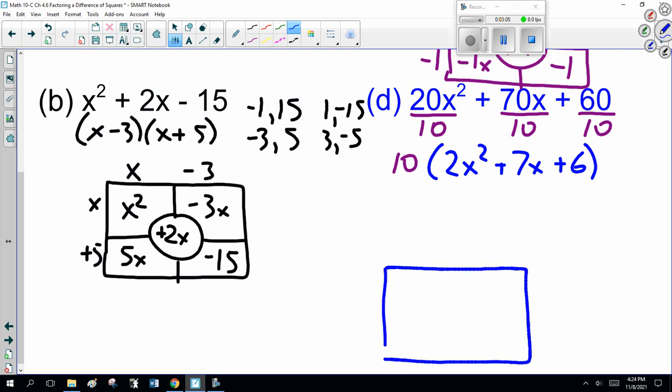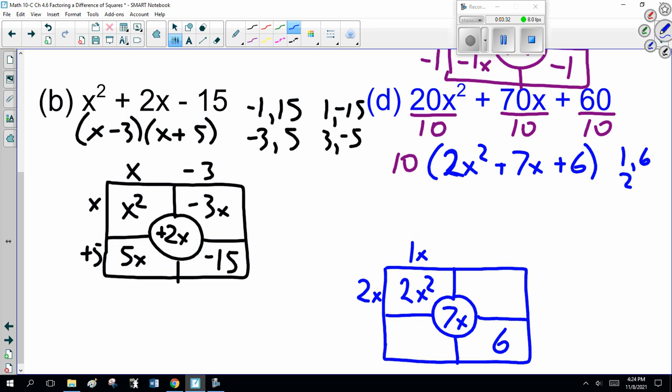Now, I admit I'm going kind of fast here, but this is all review. And since you're watching a video, I'm not expecting you to be copying out notes. I expect you to be thinking. So 2x squared, 7x, and 6. Now, factors of 2 are 1 and 2. Now, factors of 6 are 1 and 6, or 2 and 3. So we've got 2 options here in 2 places, so we have 4 possibilities of this.